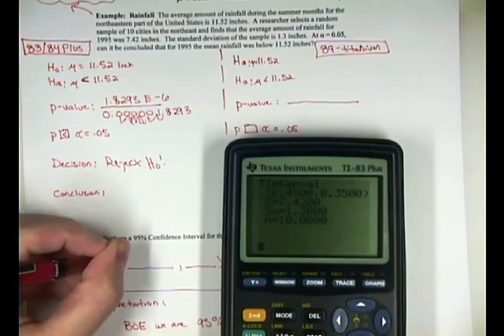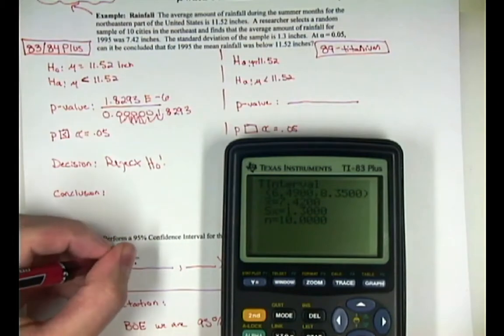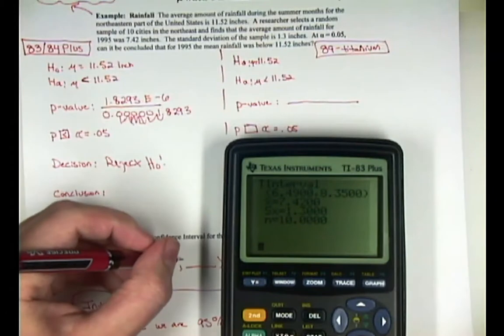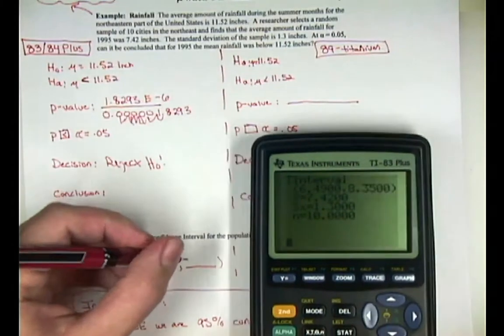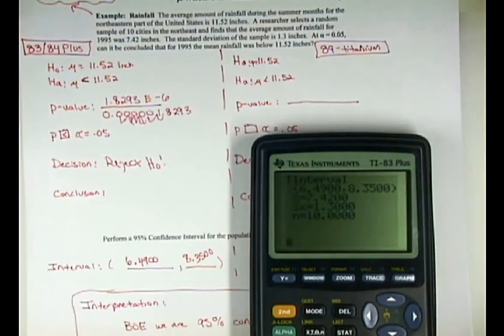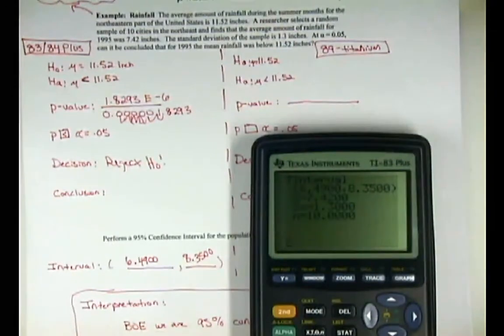And it's going to bring up a t-interval of 6.4900. The float is set to 4, so that's why we're getting these trailing zeros, to 8.3500. Okay, and then of course you would write your interpretation. Based on the evidence, we're 95% confident that the true population mean lies in the interval 6.49 to 8.35. And that's how you do a hypothesis test with a confidence interval using the TI-83, 84 pluses.